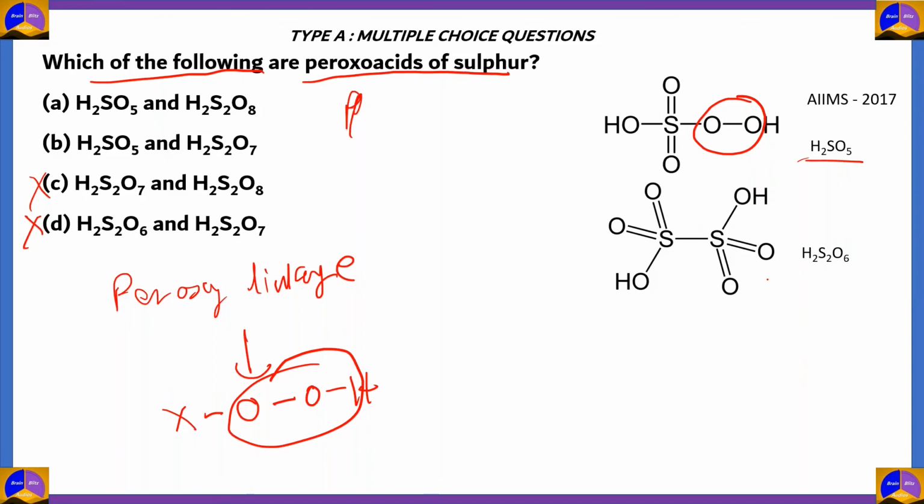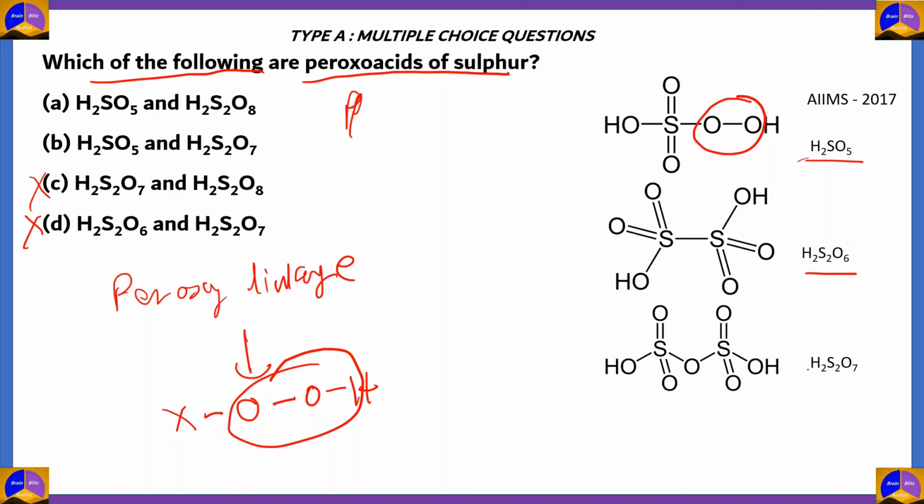Let's look at our next acid. This is H2S2O6. It's called dithionic acid. Does it have any peroxide linkage? No. All of the oxygens are directly bonded to sulfur. There is no oxygen which is bound to another oxygen atom, forming a peroxy linkage. H2S2O6 has no peroxy linkage. What about H2S2O7? Because we know that H2S2O6 is incorrect, and the option that has it is already incorrect.